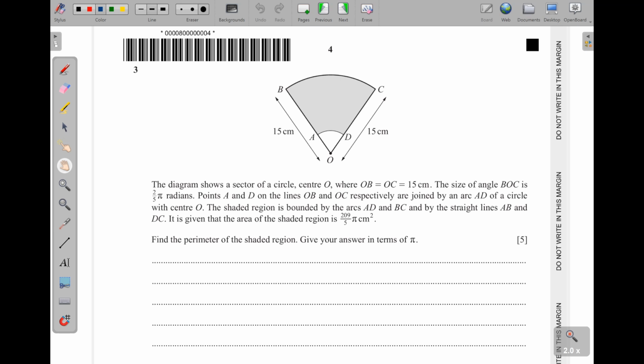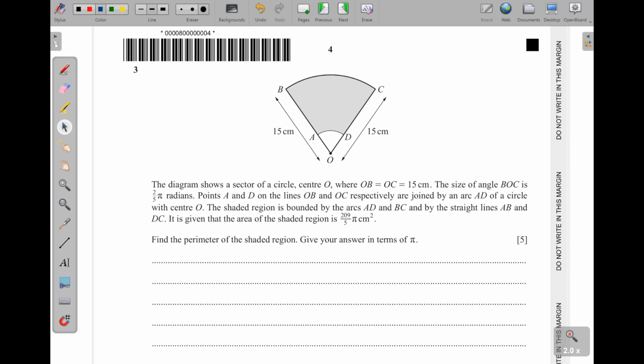It is given that the area of the shaded region is 209 over 5 of pi centimeters squared. Find the perimeter of the shaded region. Give your answer in terms of pi. Now, when we are finding perimeter, it is just summing up the lengths around the given shape. So we need this one here, we need this one here, we need the length of this arc, and we need the length of that arc there. So only the length of the shape.